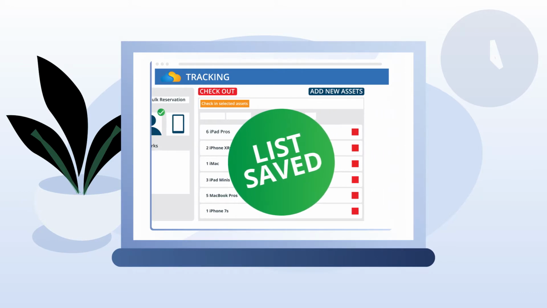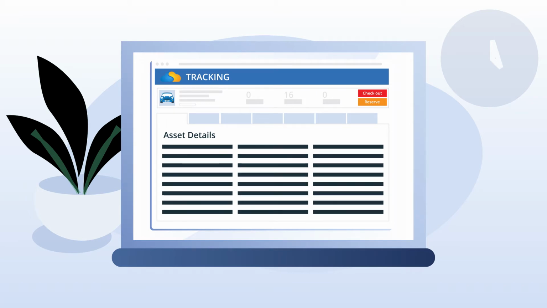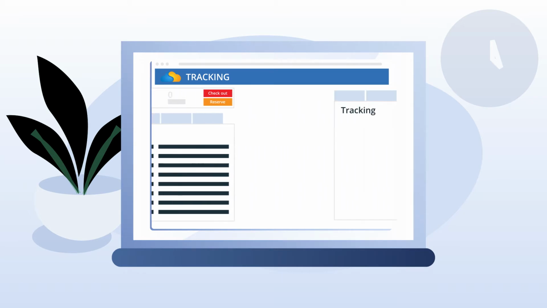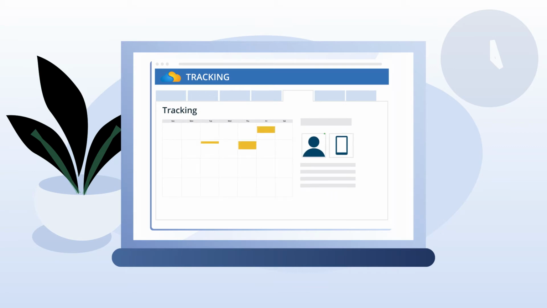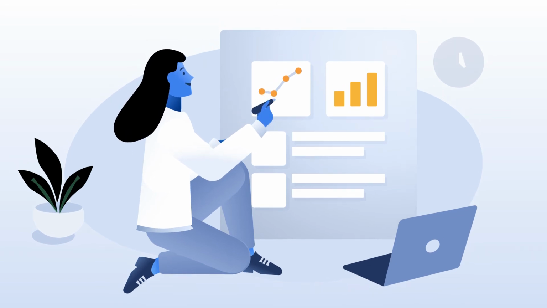All the equipment data is accessible via the easy-to-use dashboard, whether the asset is checked in or out on a job. And with the simple tracking function, you'll be able to view your asset's reservation schedule via the calendar. Smart Assets Tracking Module is a powerful tool that will help you streamline your asset management and boost profitability.